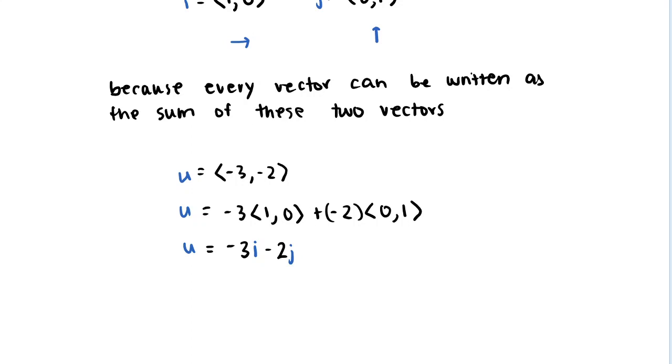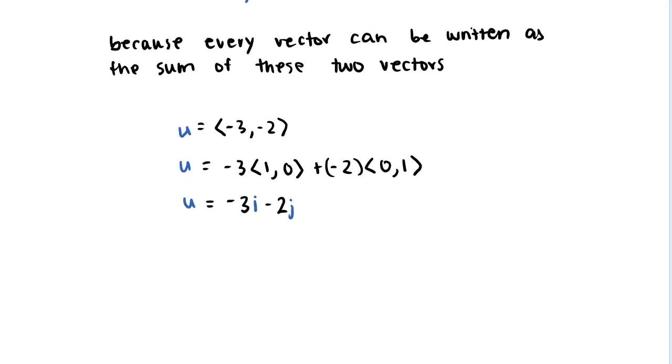And maybe just to do this for our other vector as well, so v, earlier we said v was given by the vector 4 comma 6, and this is the same as 4 sets of i, the horizontal vector of length 1 going to the right, plus 6 sets of the vector j. So 4i plus 6j is the same as the vector with a horizontal component 4 and a vertical component of 6. And these are two different ways of expressing the same vector.